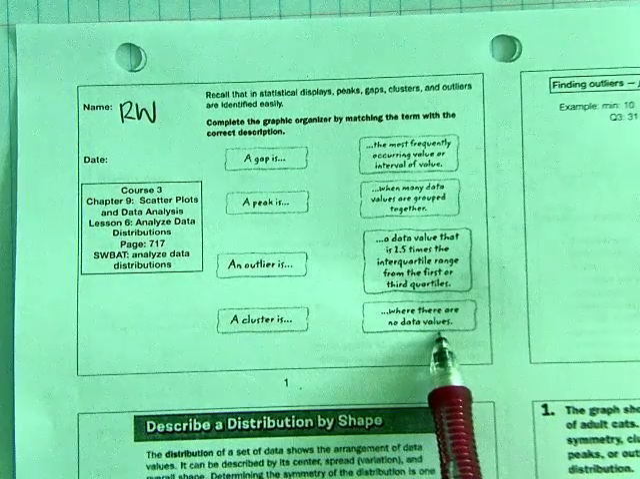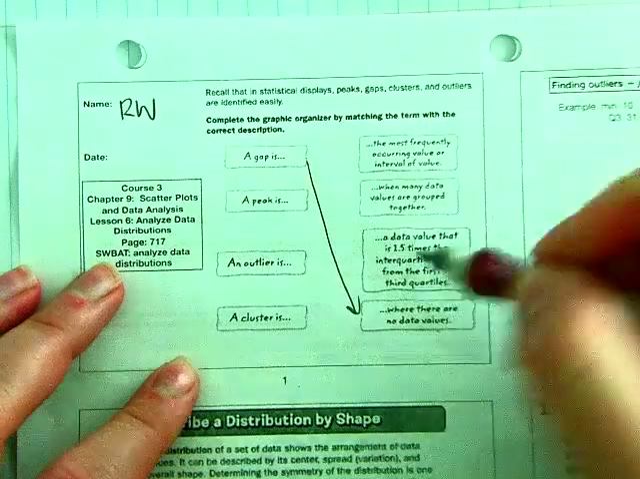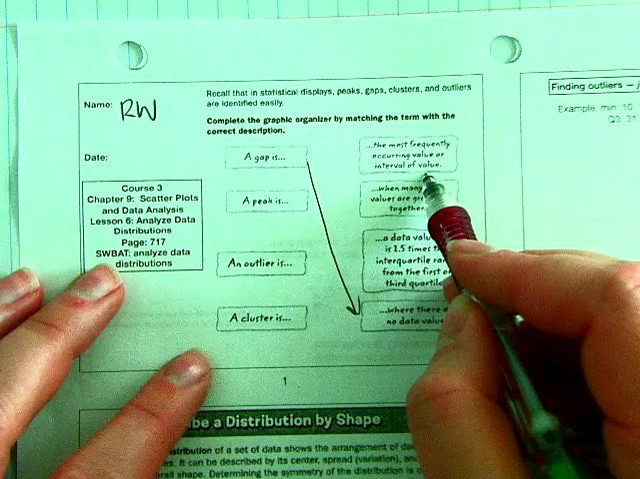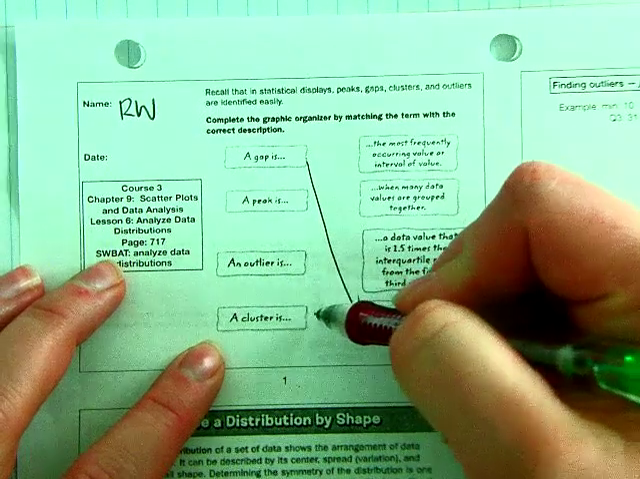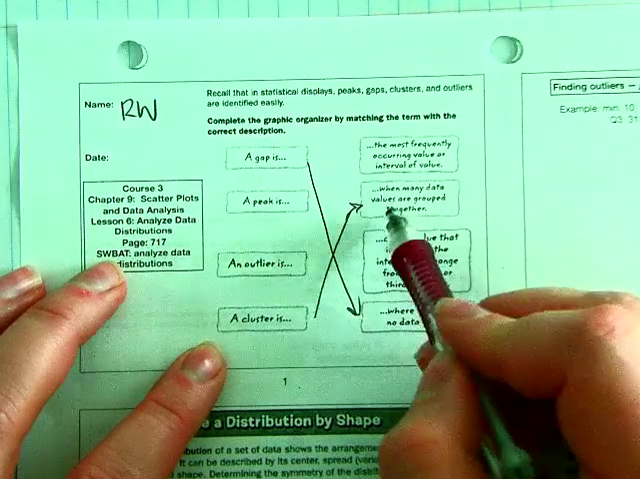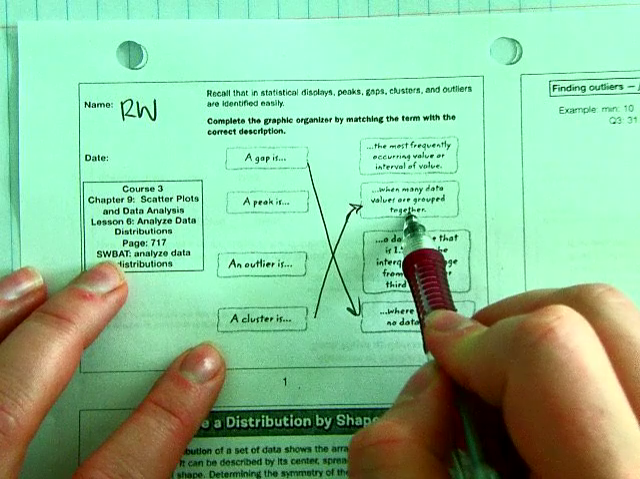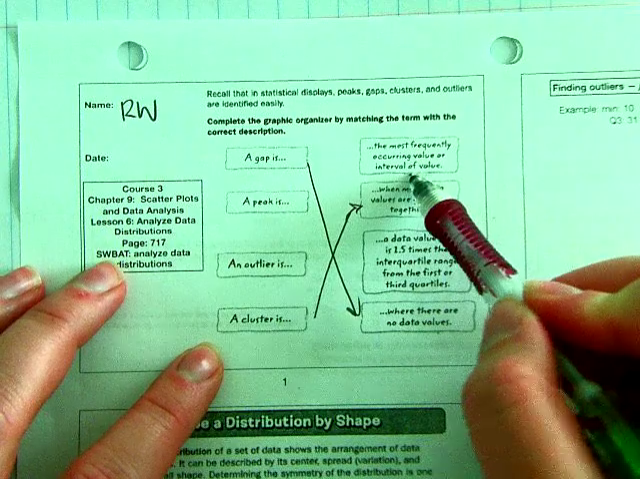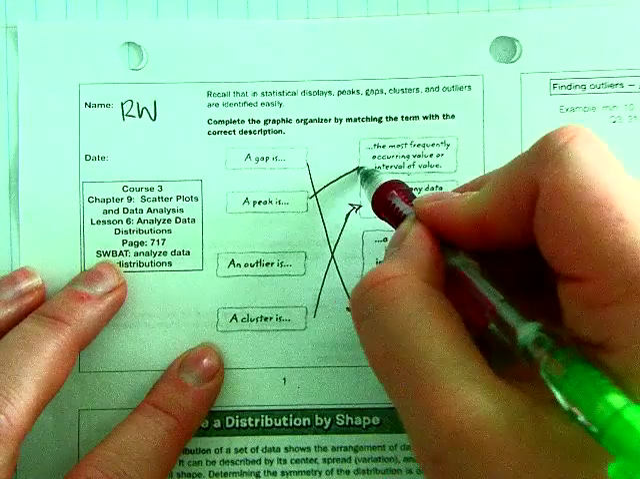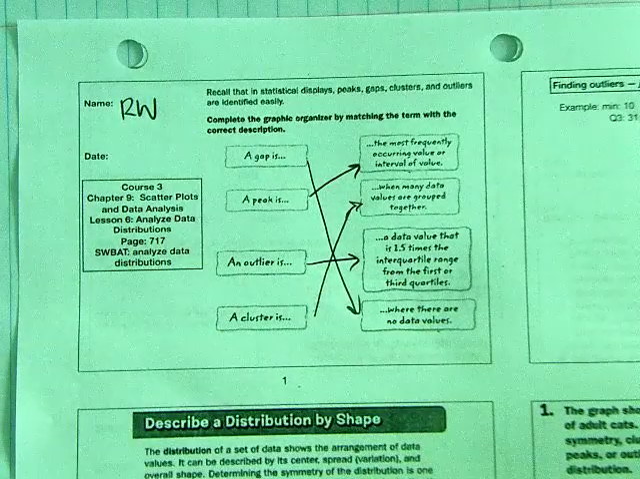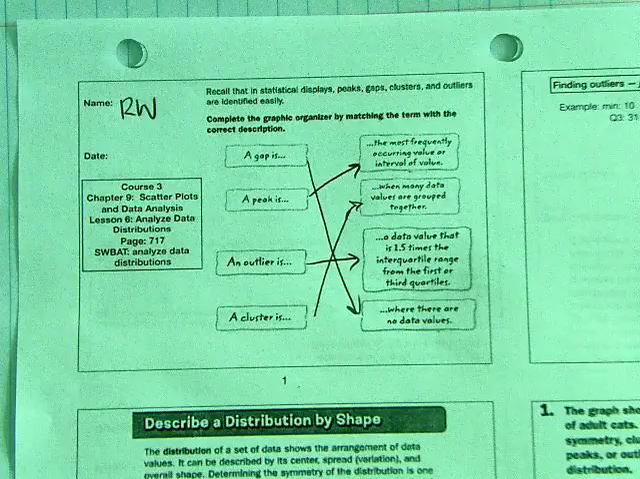Something where there are no data values, that's probably a gap. The most frequently occurring value or the interval of values, that'd be a cluster. Most frequent, nope, that would not be. When many data values are grouped together would be a cluster. The most frequently occurring value or interval, that's a peak. And an outlier is the last one, a data value that is 1.5 times the interquartile range from the first or third quartile, so a lot farther away. So those are some good vocab repeaters.